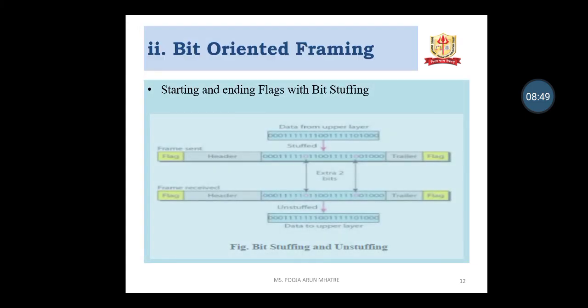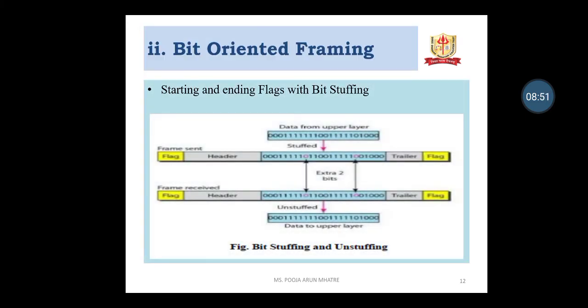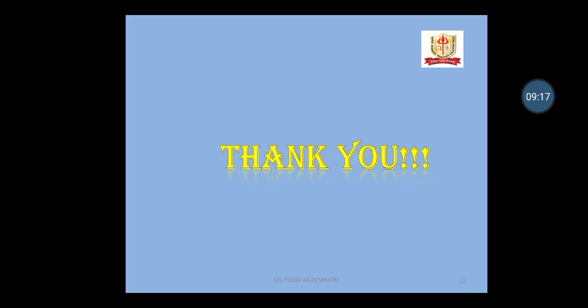Starting and ending flags with bit stuffing. Here the first data from the upper layer is the original data. Then after five consecutive 1s, a 0 bit is added. So the frame sent to the receiver includes the stuffed bits. Then the frame received by the receiver has the extra bits added, that is, the stuffed data is received. Then the receiver unstuffs the extra bits and gets the original data. Thank you.